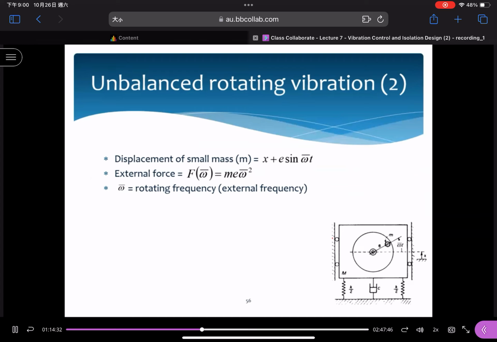Okay, you may ask what is m? m is here, the small mass, the rotating mass. What is e? e is the direct separation distance from the center to this mass. e, the unit is in terms of meter, and omega square is the external frequency.